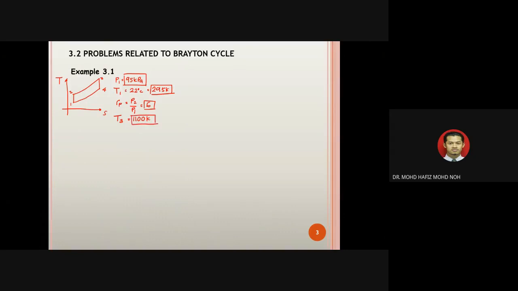I just want to give a suggestion to all of you. When you're dealing with this kind of problem, it is very advisable to calculate each state, so find all the parameters at each state. Start with state 1. State 1 doesn't need to be calculated because it's already given. P1 is equal to 95 kilopascal, and they give you the value of T1, which is 295 Kelvin. So that settles state 1.